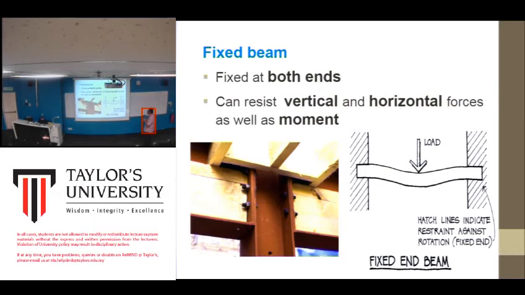Then we have the fixed beam, which means that this beam is fixed at both ends. Usually we use a rigid connection. I think I have mentioned rigid connection and semi-rigid connection in Beacon 2. It can resist vertical and horizontal forces as well as moment. I hope everybody here still remembers the terms moment and shear, right? Because in Beacon 2 I have mentioned this, so I don't want to repeat.